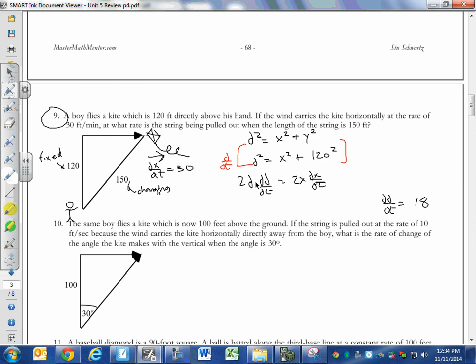I'm trying to find dd/dt when d is 150, so I've got 150 times 2 times dd/dt. However, I need to find x in this situation when y is 120 and d is 150. I know dx/dt is 30. So you find x: 150 squared equals x squared plus 120 squared. You get x is 90. You plug in 90. So 2 times 90 times 30 divided by 300, and you get 18.